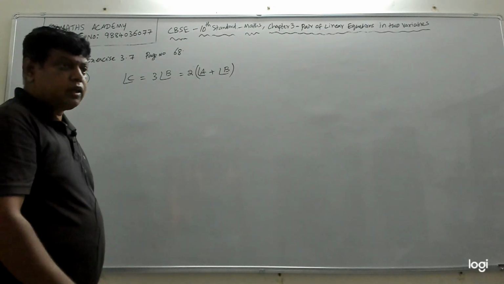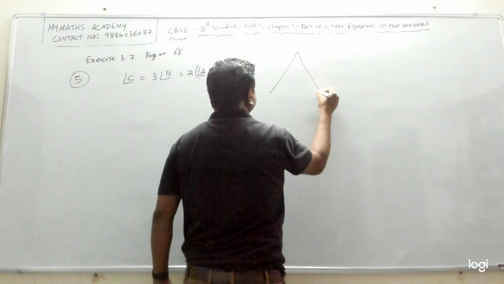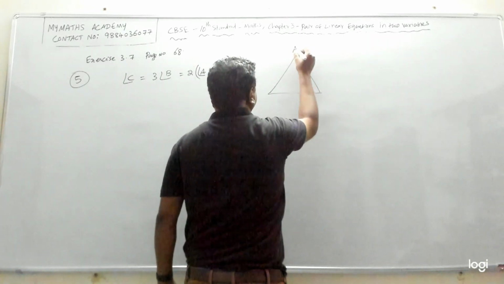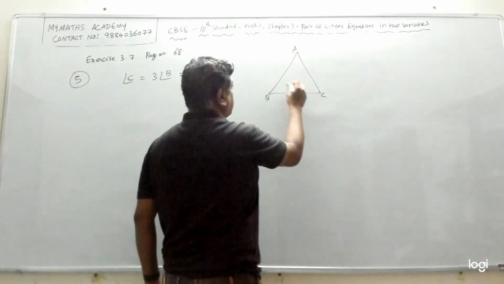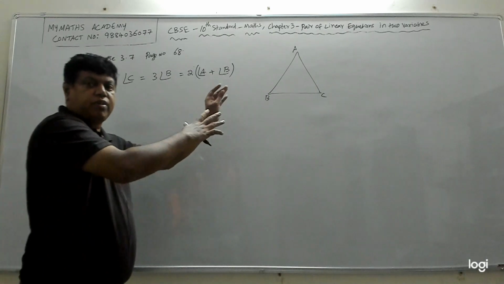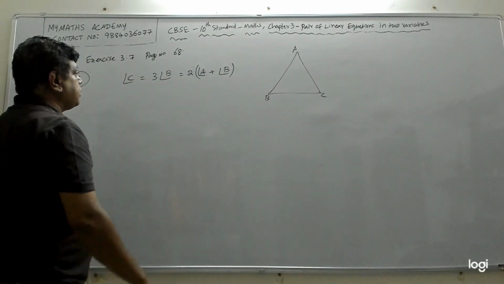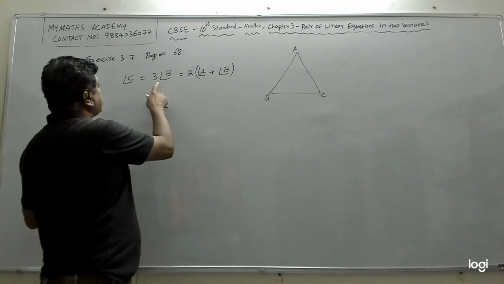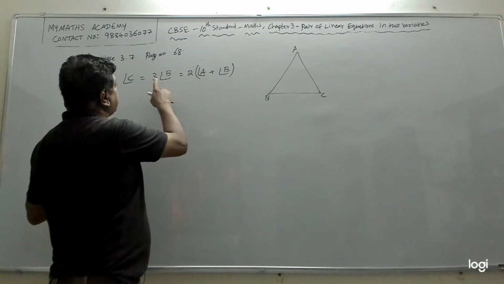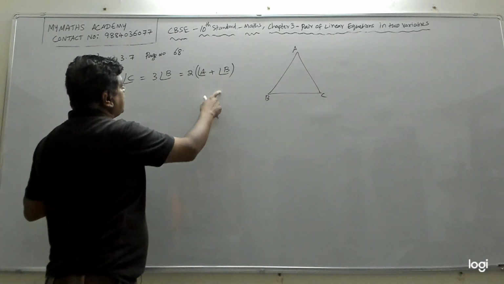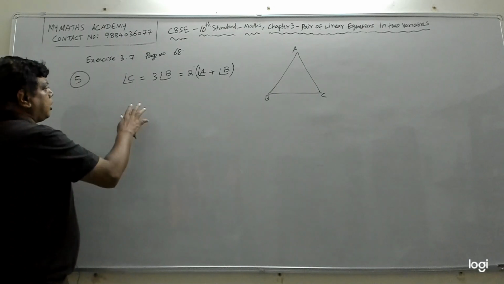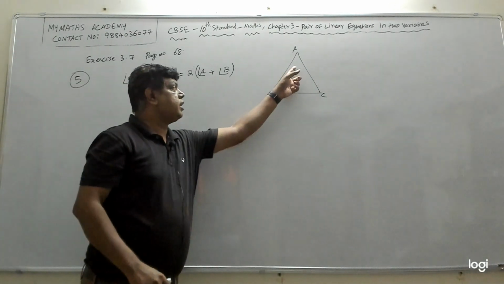So there is a triangle ABC. Say suppose angle A, angle B, angle C. It's not an isosceles triangle or anything. They have different angles. So there is a triangle ABC in which angle C is 3 times angle B, and 3 times angle B is 2 times angle A plus angle B. So now we need to find three angles.